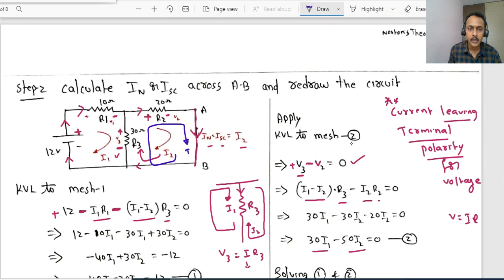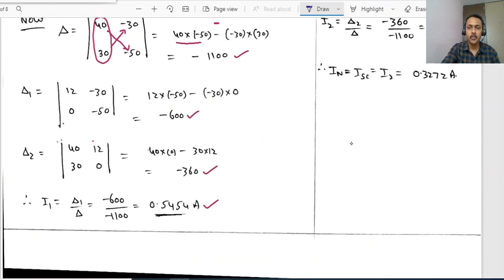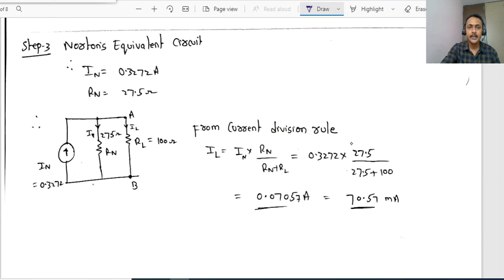I2 is flowing like this. This I2 and I Norton are both in the same direction. So I2 equals I Norton equals ISC, which is nothing but our I2. So we have completed finding the Norton's equivalent resistance and Norton's equivalent current, the short circuit current: 0.3272 and 27.5.